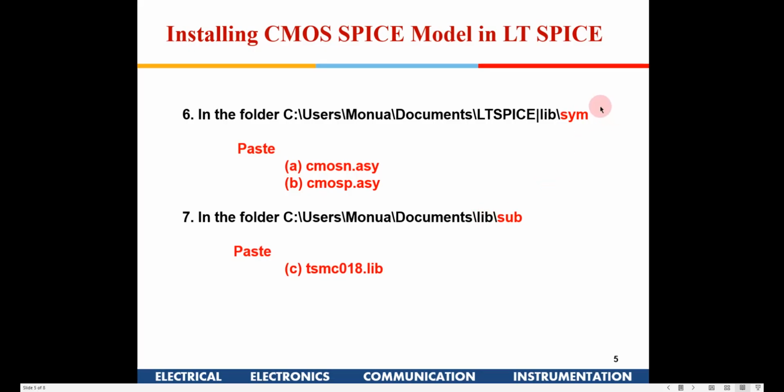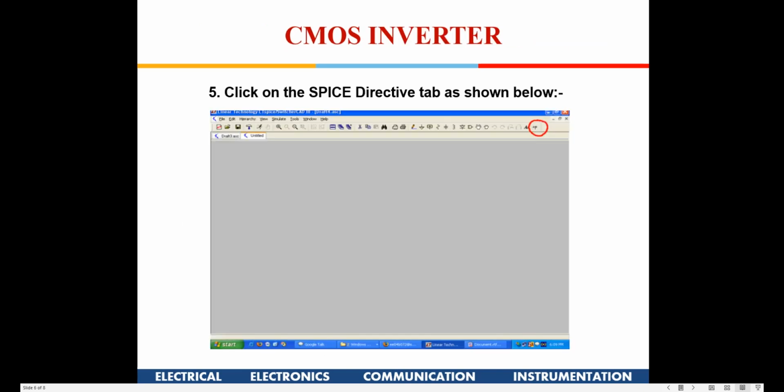It has a set of symbols and a set of model files. All the symbols are put in the symbol folder, and all the model files are put in the sub folder. So this is our model file, and we have to put it in the sub folder. After having put that, you restart LT-SPICE.